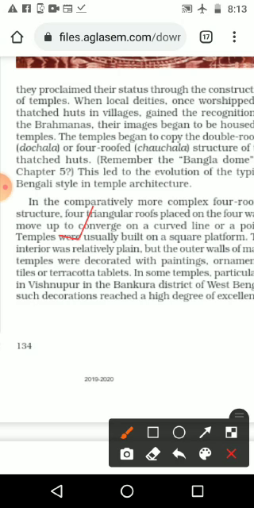Temples were usually built on a square platform. Please take care, this was the speciality of this Bengali style. Temples were usually made on a square platform. The interior was relatively plain, but the outer walls of many temples were decorated with paintings, ornamental tiles and terracotta tablets. In some temples, particularly in Vishnupur in Bankura district of Bengal, such decorations reached a high degree of excellence. Very skilled workers made those terracotta tablets, and with the help of those they decorated the outside wall of the temple. Inside it was comparatively very plain.